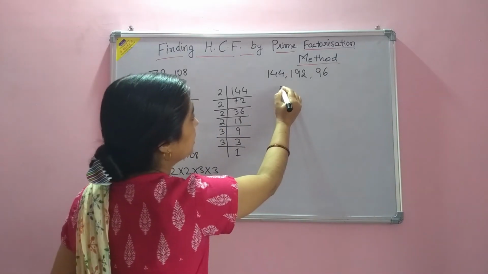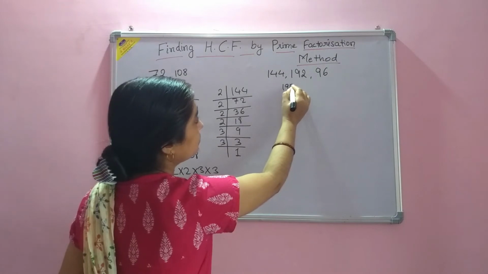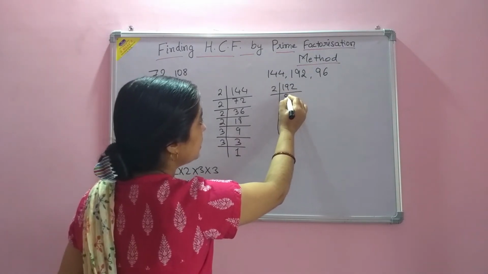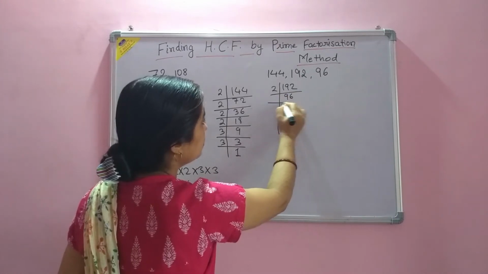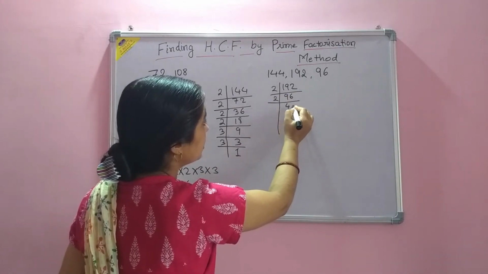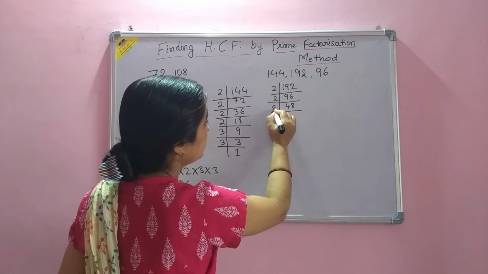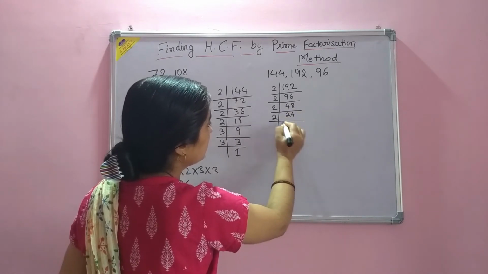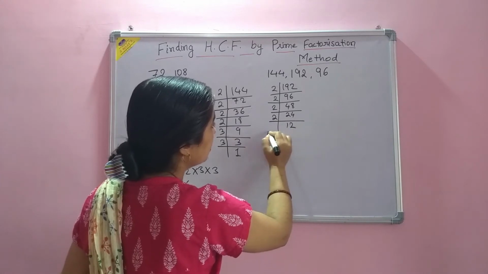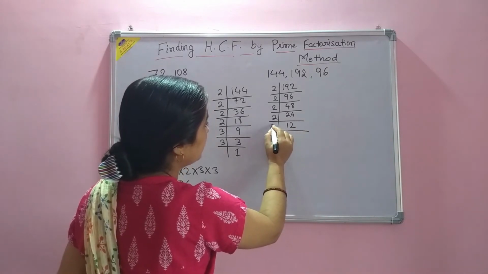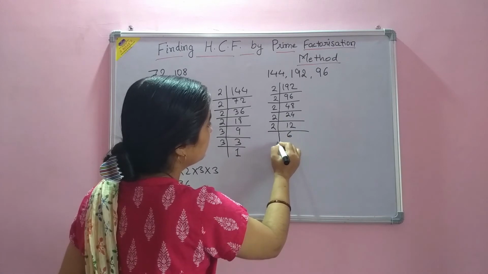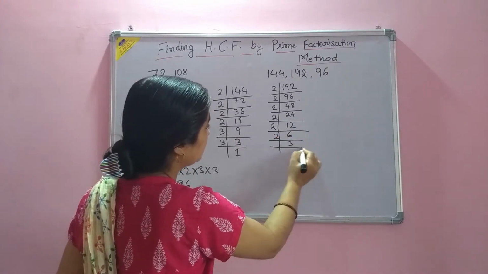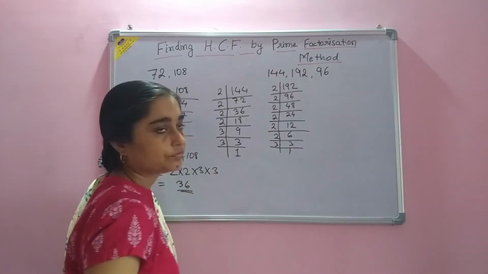Then 192. 2 9s are 18, 2 6s are 12, 2 4s are 8, 2 8s are 16, 2 2s are 4, 2 4s are 8, 2 1s are 2, 2 2s are 4. Then 2 6s are 12, then 2 3s are 6 and 3 1s are 3.